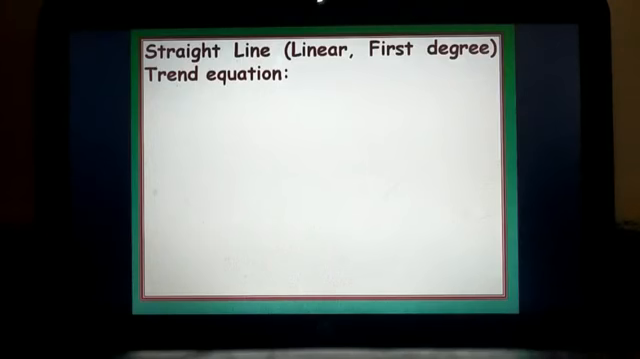First, we had come across, under the method of least squares, the straight line trend equation, or else it will be called the linear trend equation, or else the first degree trend equation. Along with the video, try to recall before it appears on the screen. I mean to say, all those methodologies which you have learnt already, try to recall before it appears on the screen and get it verified.